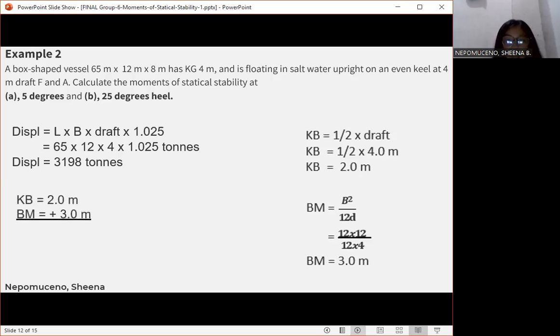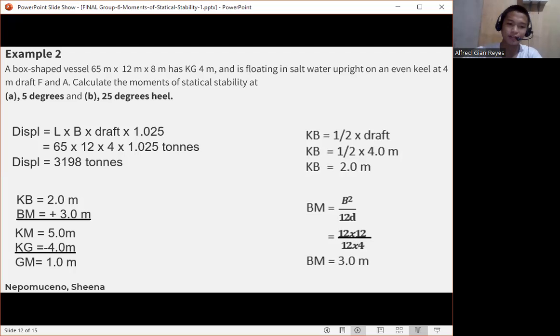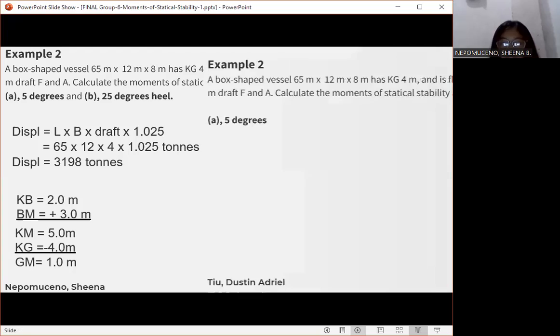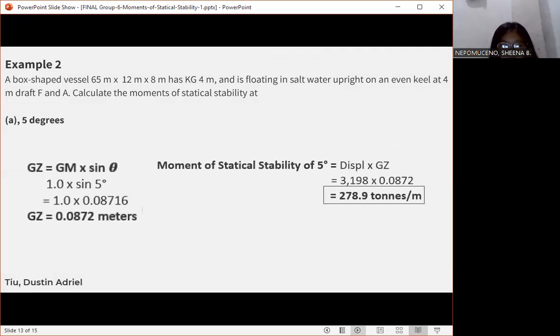Now, we are going to get the value of GM. The formula is KM minus KG. Since we already have a given KG of 4.0 meters, we need to find the value for KM. To get it, simply add the calculated KB and BM. So 2.0 meters plus 3.0 meters, we get a KM of 5.0 meters. Then we can subtract 4.0 meters from KM, which is 5.0 meters. So our value for GM will be 1 meter. That's right. Then to continue solving, I will give the floor to the next speaker.